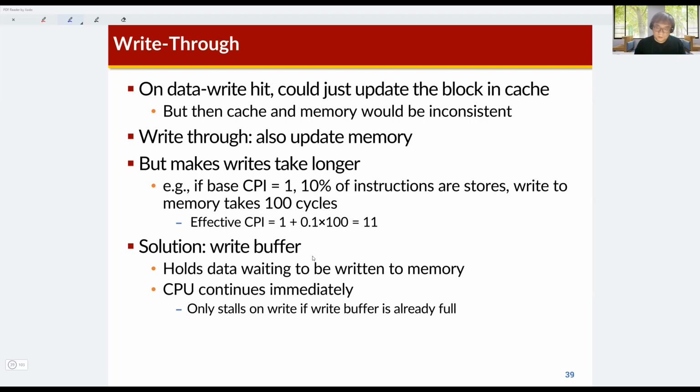So what is the write operation? It is a store operation, like store word.